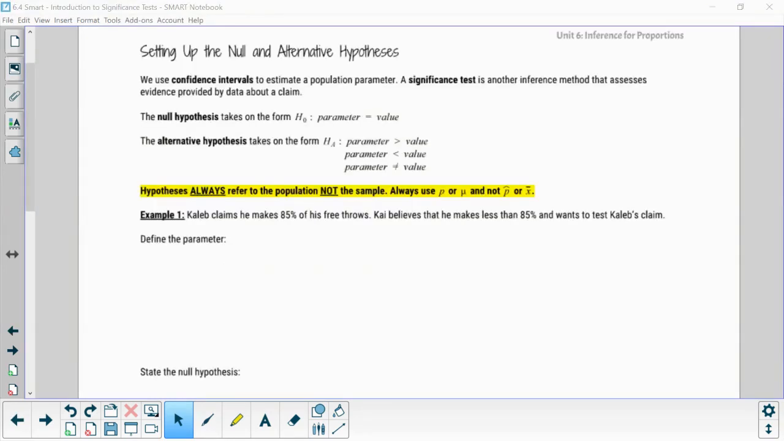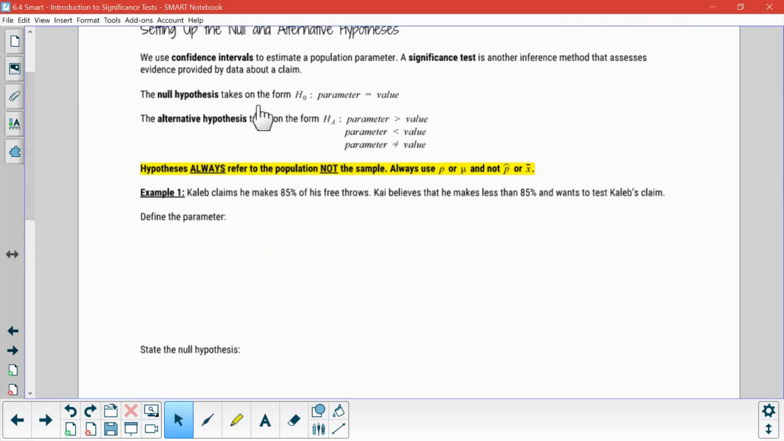So how do we set up a null and alternative hypothesis? Well, previously we've used confidence intervals to estimate a population parameter. Now we are going to use a significance test. It's another inference method that assesses evidence provided by data about a claim. We will get into the actual calculation next lesson, but for now we're going to do a lot of the setup. First, a null hypothesis takes on the form H0: parameter equals value. And again, remember for us in this unit, parameter is p. The alternative hypothesis takes on the form HA: parameter is greater than, less than, or not equal to the value. And our value is going to be replaced with p naught, which is that original claim from the question.